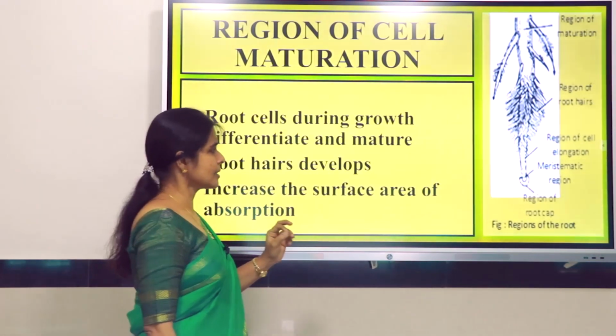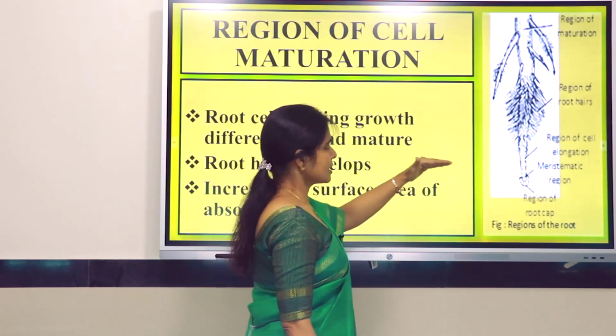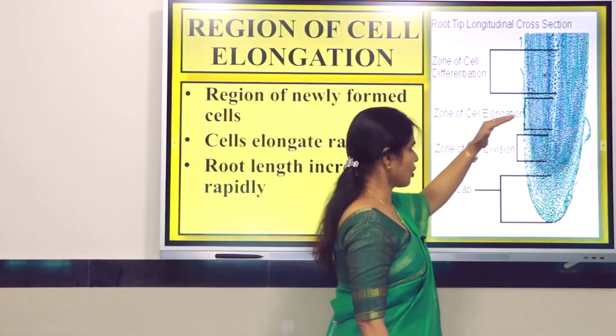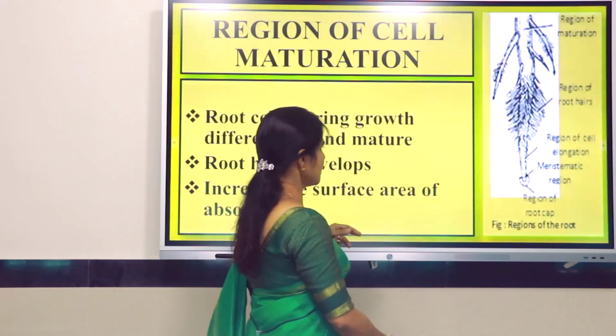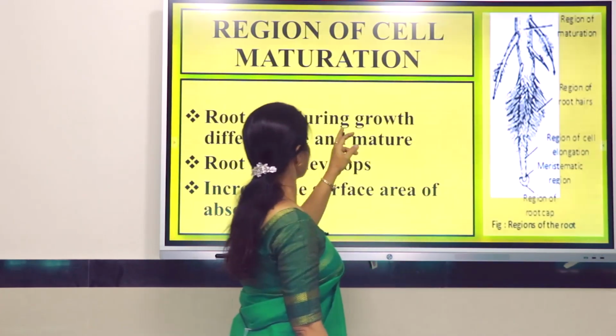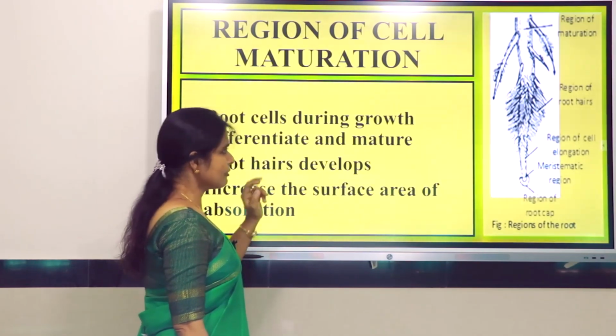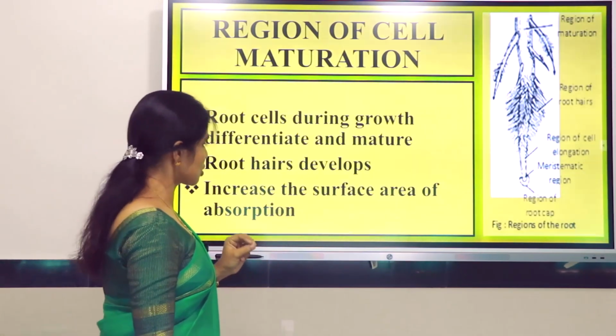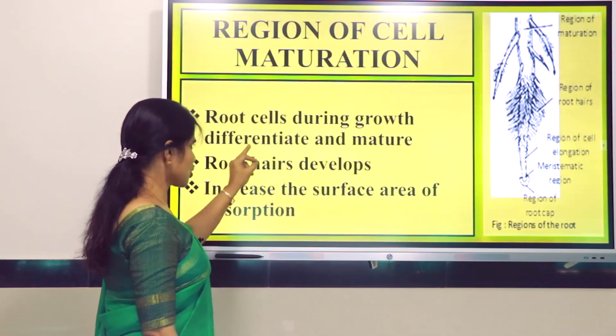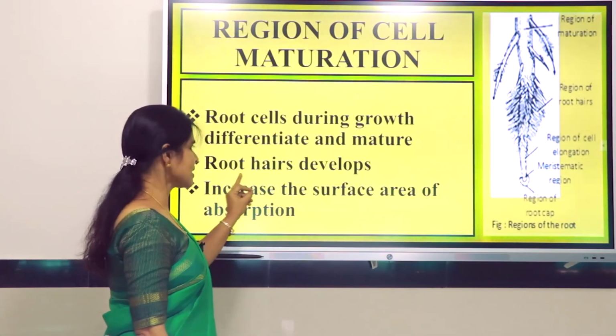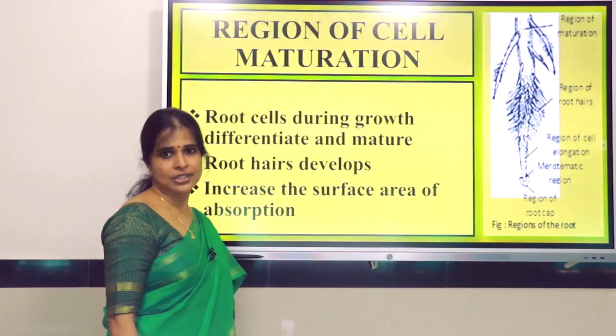So, the root hairs normally develop just above the region of cell elongation, that is the region of maturation. The main function of the region of maturation is differentiation of the cells, as well as root hair development.